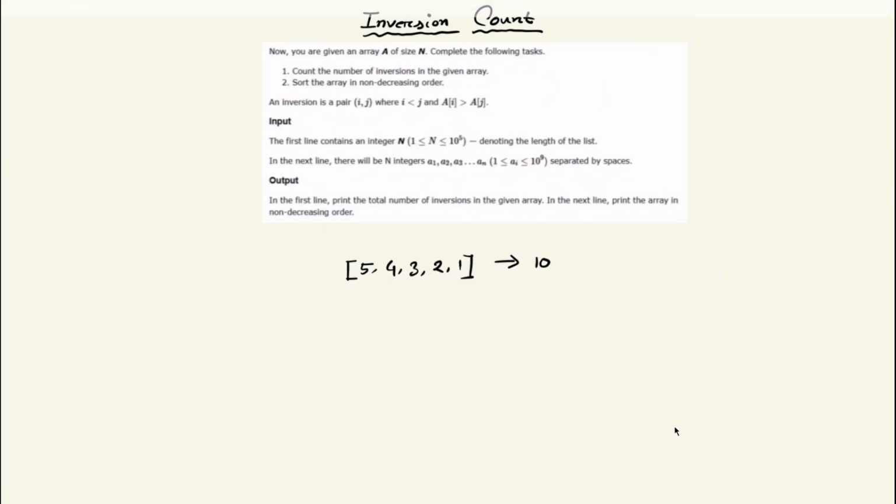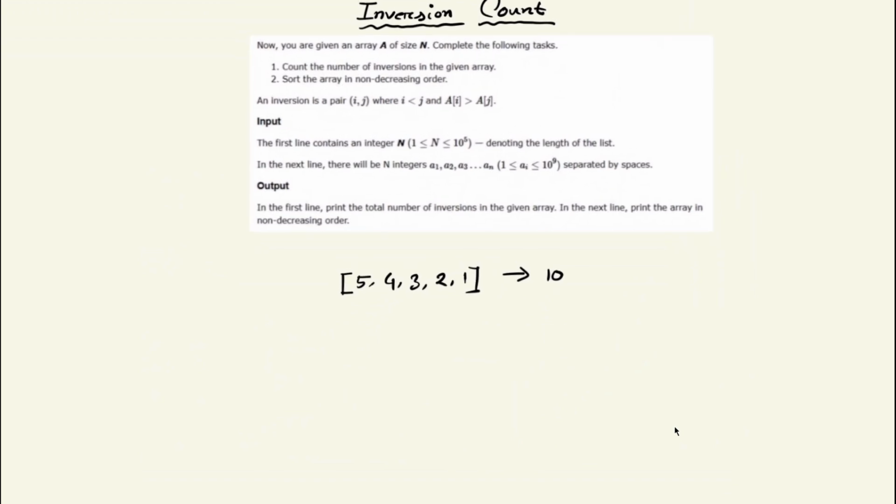So আমরা এখন যে প্রবলেমটা দেখব, this problem is known as inversion count. Okay, so let's see what this problem means. এখানে বলছে you have given an array which is size of n and you have to complete the following tasks. First taskটা হচ্ছে you have to count the number of inversions, and second taskটা হচ্ছে sort the array in non-decreasing order. So আমরা basically first taskটা দেখবো যে how to do the inversion.